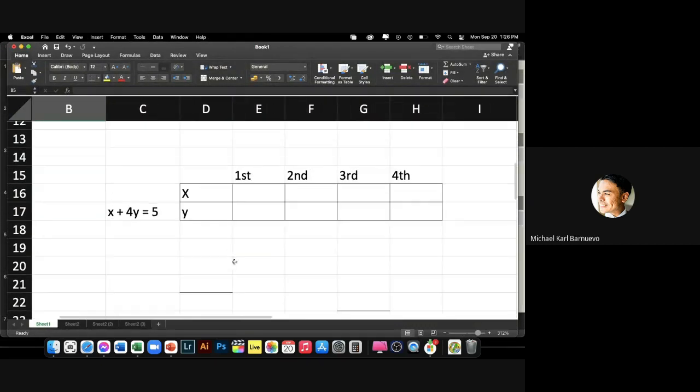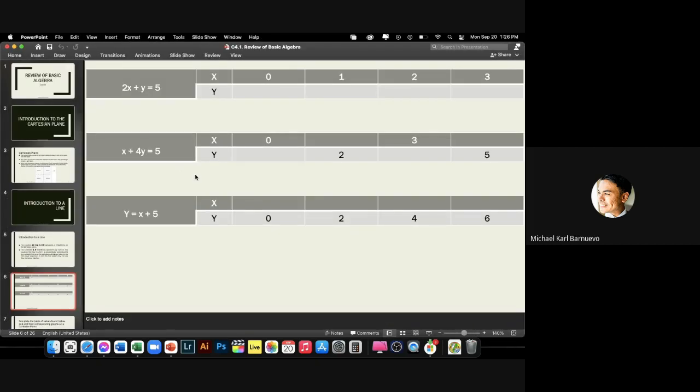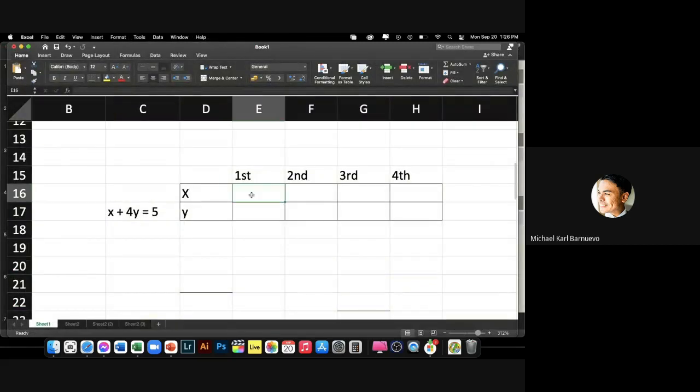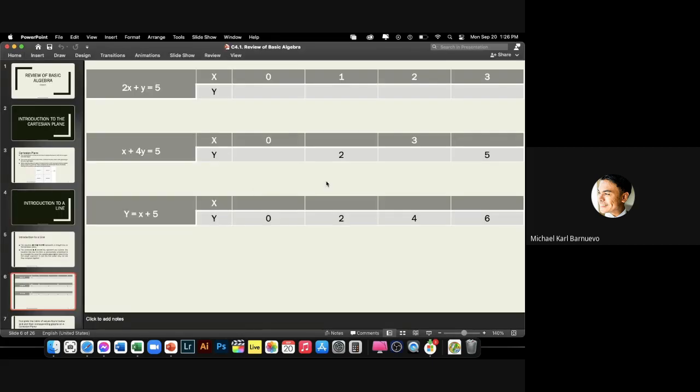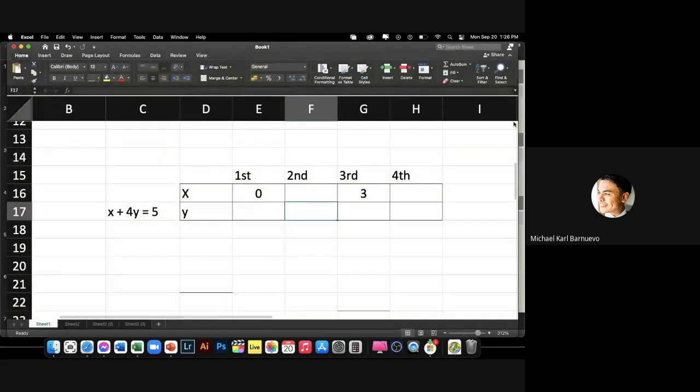Ayan. X plus 4y is equal to 5. So may values tayo for x, that is 0 and 3. Lagyan natin, 0 and 3. While for y, we have 2 and 5. Ayan. Alright. Dito tayo sa first coordinate.